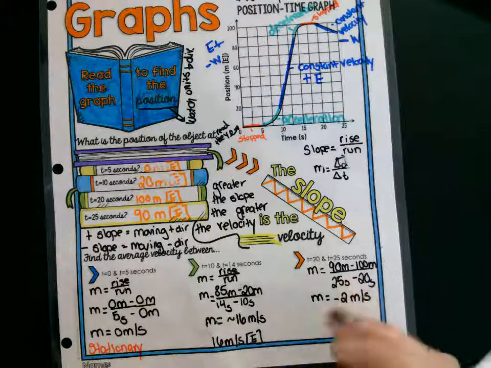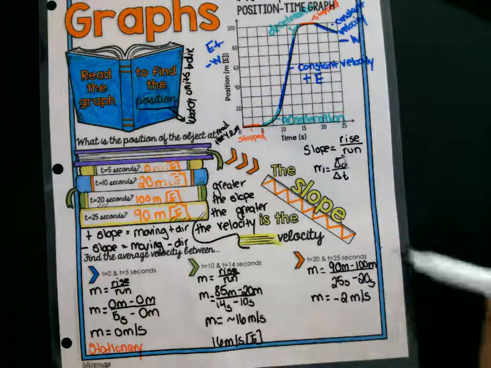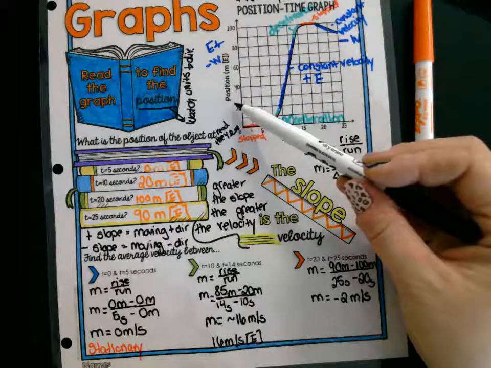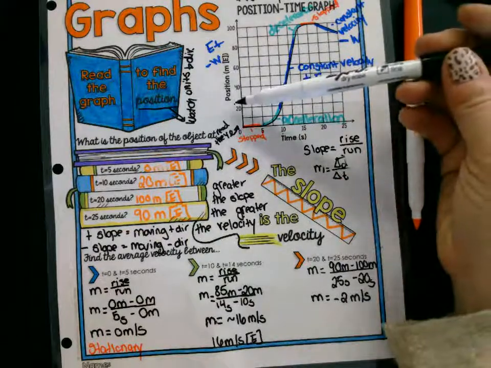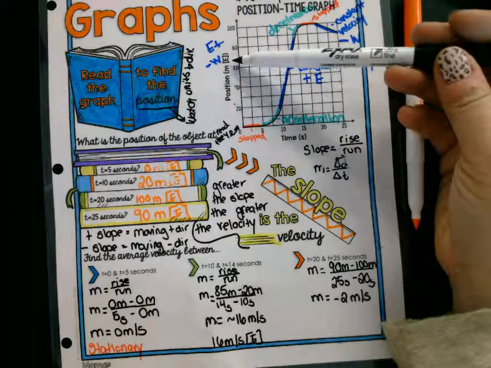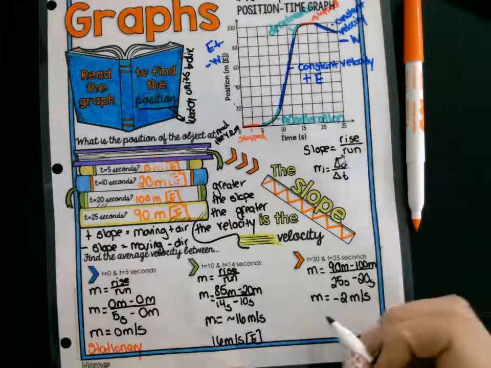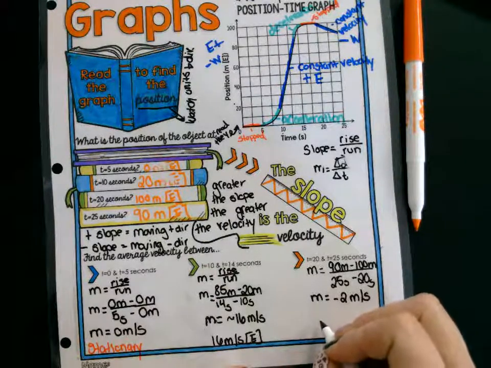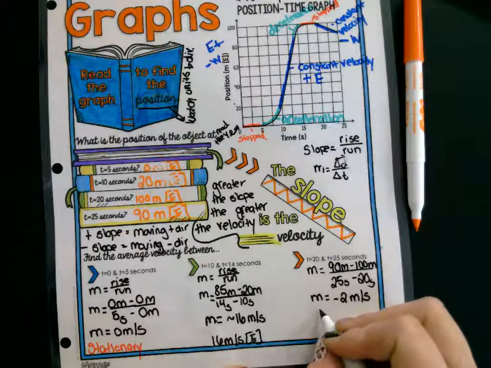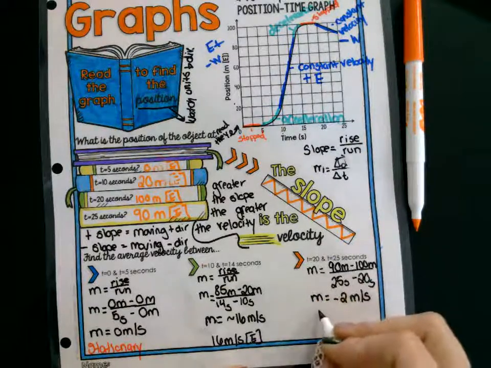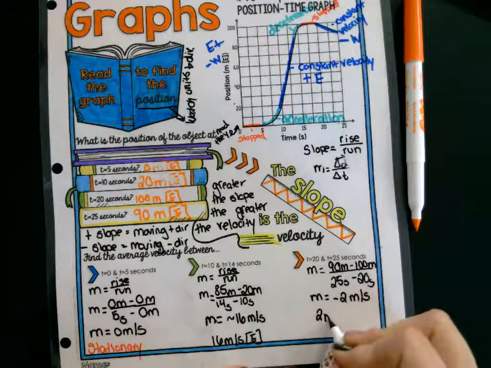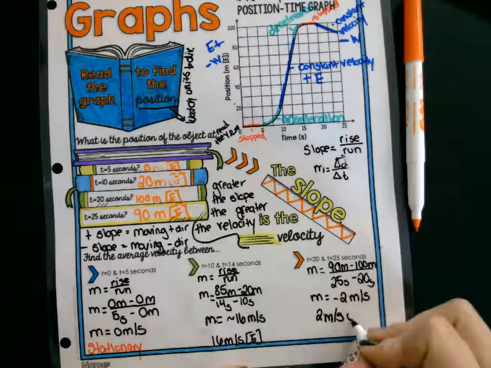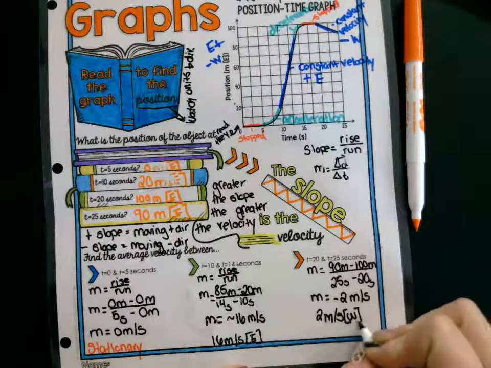That negative doesn't mean he's traveling backwards. It means he's traveling in the opposite direction of the graph. So if the graph is representing positive as east, we have a negative value. So this little bunny is going to be traveling west. So because it's negative, between 20 and 25 seconds, he is traveling 2 meters per second west.